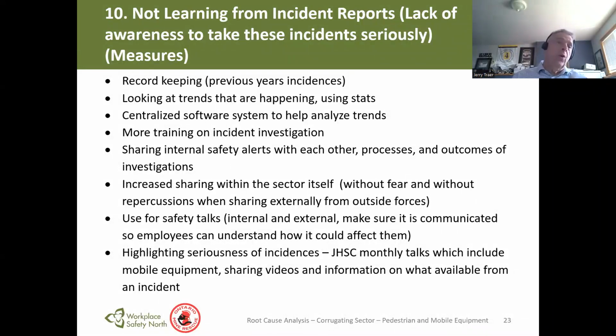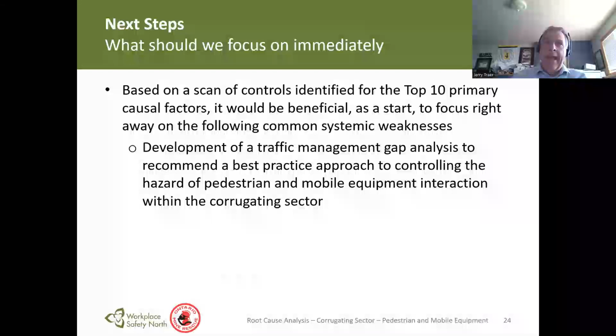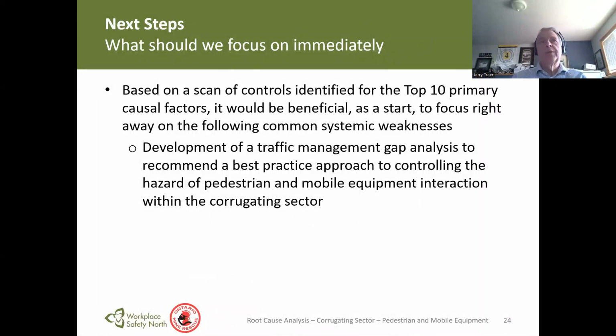So you can see as we go through this, there's a lot of things we came up with our controls. And then what we did from this was create a list of items that we really wanted to focus on. So what should we focus on immediately? Based on a scan of all those controls I just talked about, it was beneficial as a start to focus right away on the following common systemic weaknesses.